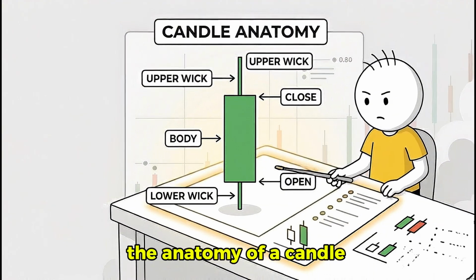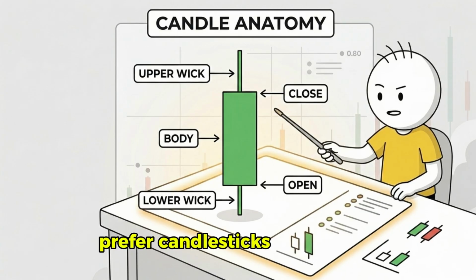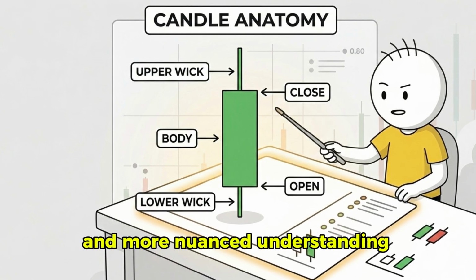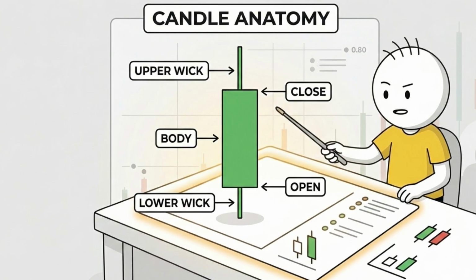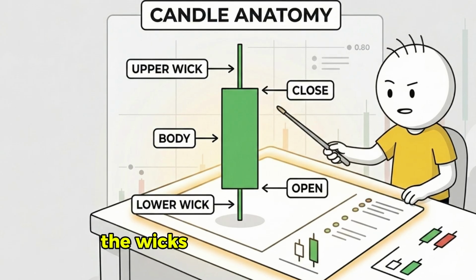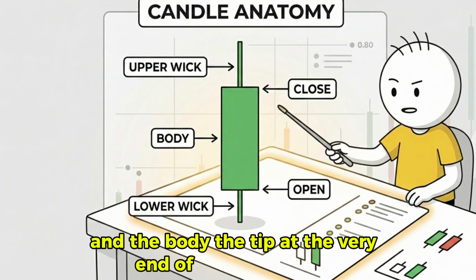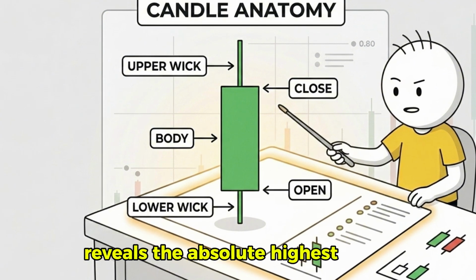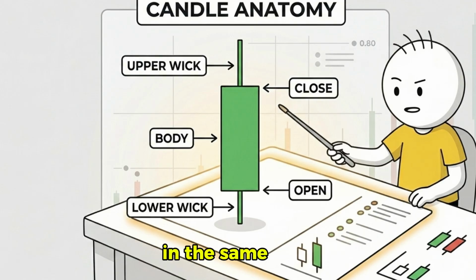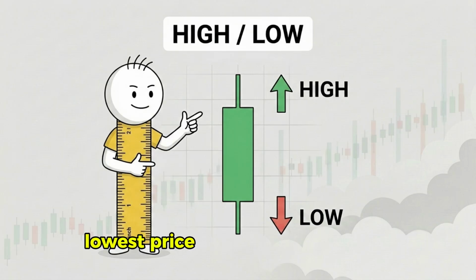The anatomy of a candle. The reason the vast majority of professional traders prefer candlesticks over other chart types is that they provide a much deeper and more nuanced understanding of price fluctuations. A standard candlestick is composed of 2 primary parts, the wicks, often referred to as shadows, and the body. The tip at the very end of the upper wick reveals the absolute highest price reached during that specific time interval. In the same way, the bottom tip of the lower wick points to the absolute lowest price recorded during that period.